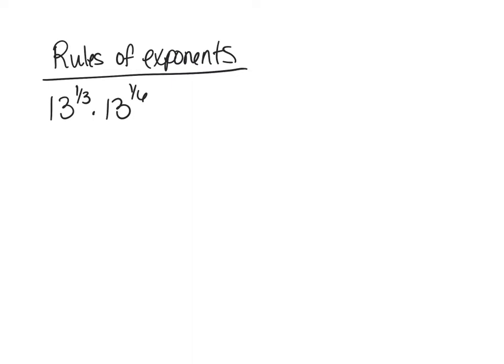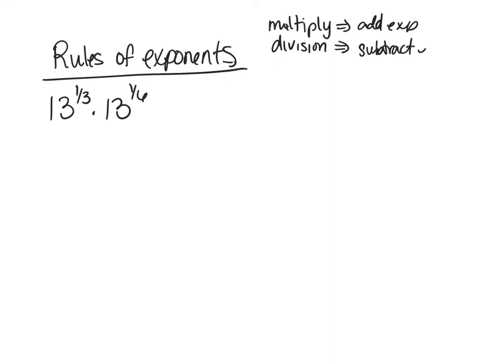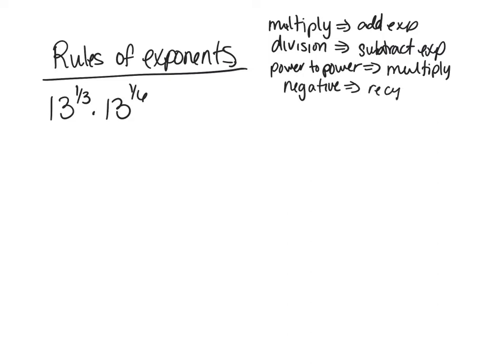Our rules of exponents tell us when we are multiplying powers, we do what with our exponents? Add, right? So multiplication, we add the exponents. Division of powers, what do we do with the exponents? We subtract. And power to a power, we multiply. Negative exponents mean? Reciprocal. And the zero power always equals one.